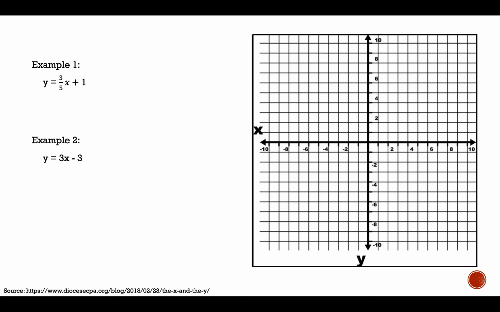Our last example is y equals 5/2 x plus 5. Let's start with our y-intercept. So let's plot the point 0, 5. From that point, we count up 5 and over to the right 2. We are going to continue to do this until we have all of our points. And then we will connect the dots, and there you have y equals 5/2 x plus 5 graphed.